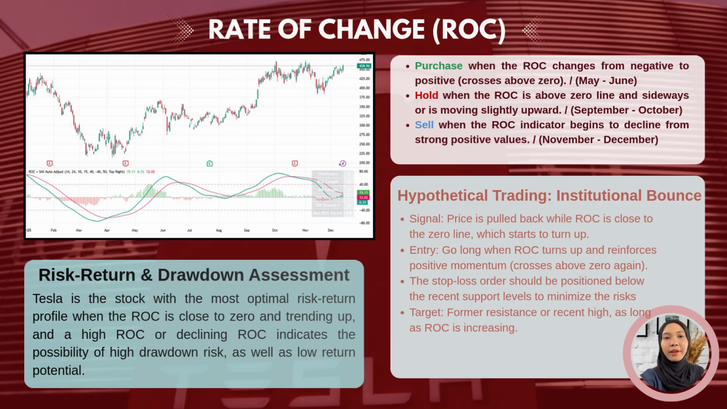Lastly, let me simplify it for hypothetical trading. First, the trigger happens when the price pulls back but the ROC stays near the zero line and starts to turn upward. Next, we enter a long position when the ROC crosses above the zero, confirming positive momentum. Before that, to manage the risk, we need to set a stop loss at the support level to limit losses. Overall, this trade aims to capture a price rebound supported by renewed buying momentum.